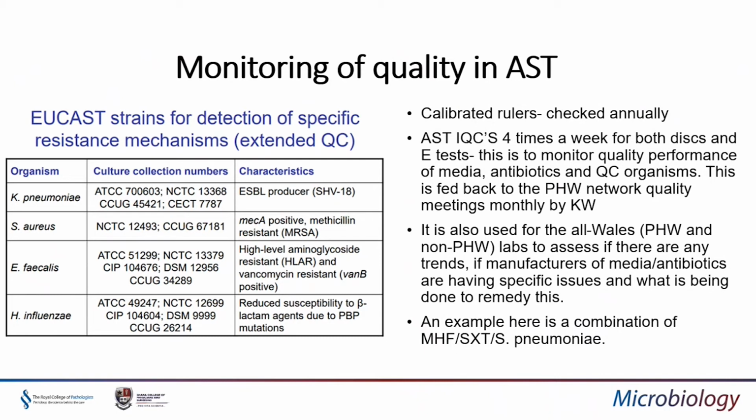An example here is a combination of Mueller-Hinton F and cotrimoxazole for Streptococcus pneumoniae. We had issues with that a few years ago, and we looked at alternative media and did a cross comparison between different media, different antibiotic suppliers, and different QC organisms to see if we could find any kind of root cause. But that's now been resolved because I think the media formulation methodology was amended. So it's now resolved and we're back to using this drug-bug combination.